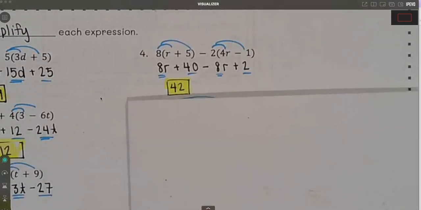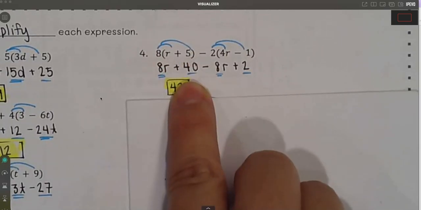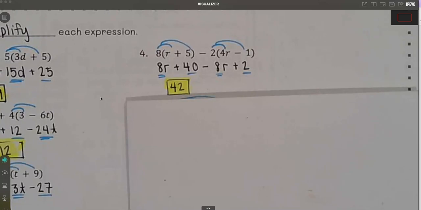Any questions on number 4? Yes. How did you get the 40? Oh, what's 8 times 5? 40. Any other questions? Okay.